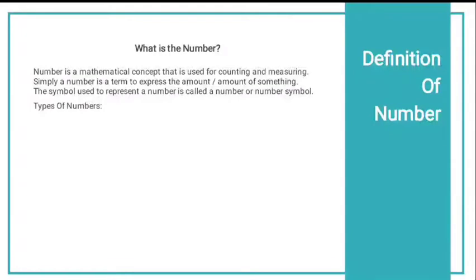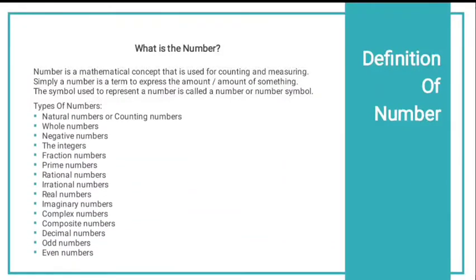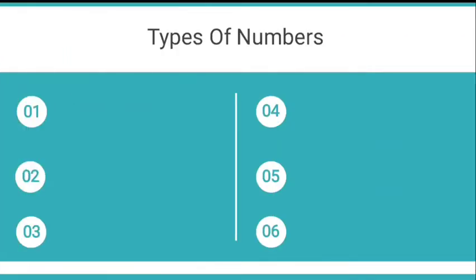The types of numbers are natural numbers or counting numbers, whole numbers, negative numbers, the integers, fraction numbers, prime numbers, rational numbers, irrational numbers, real numbers, imaginary numbers, complex numbers, composite numbers, decimal numbers, odd numbers, and the last is even numbers. Okay, here we will discuss the types of number and meaning and also examples.